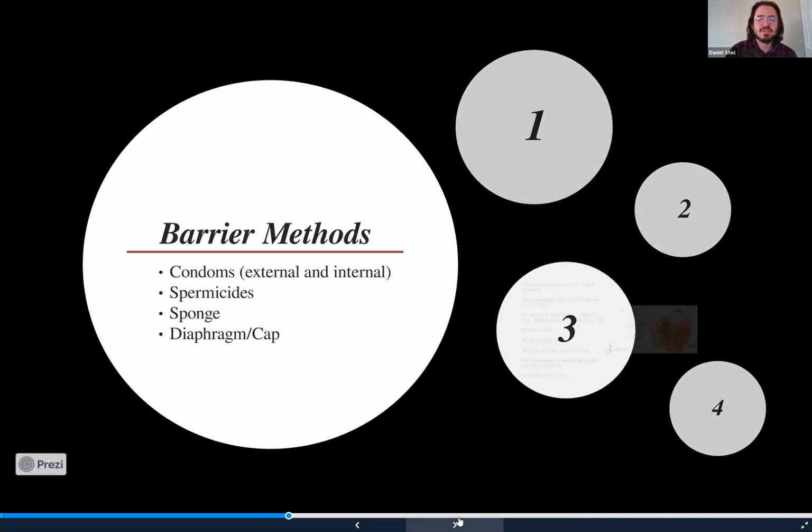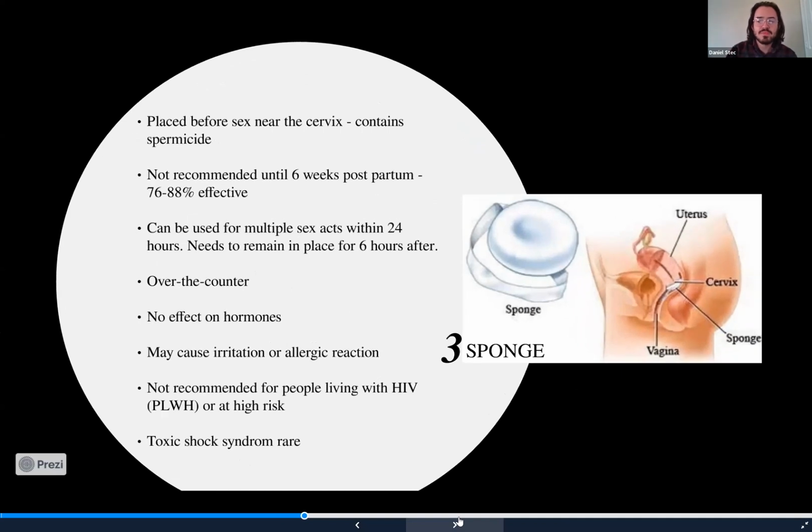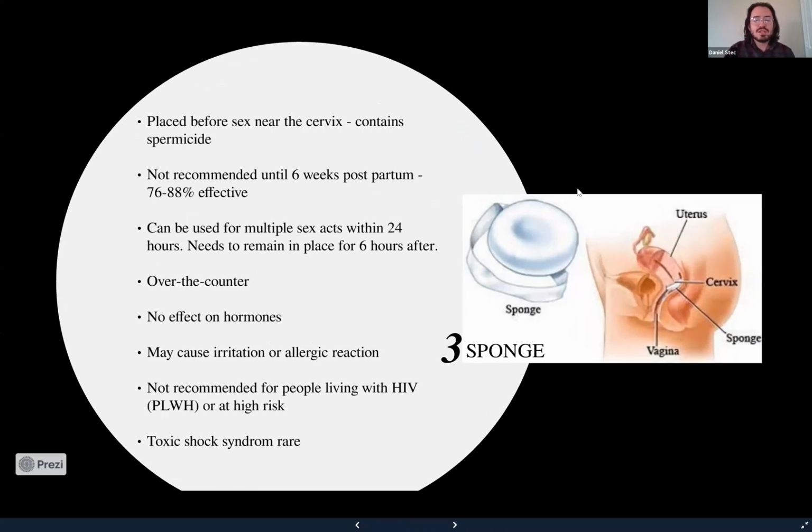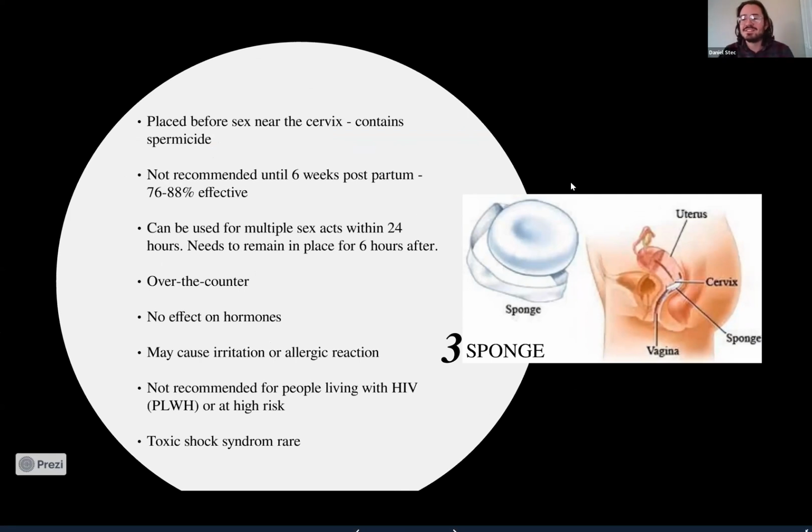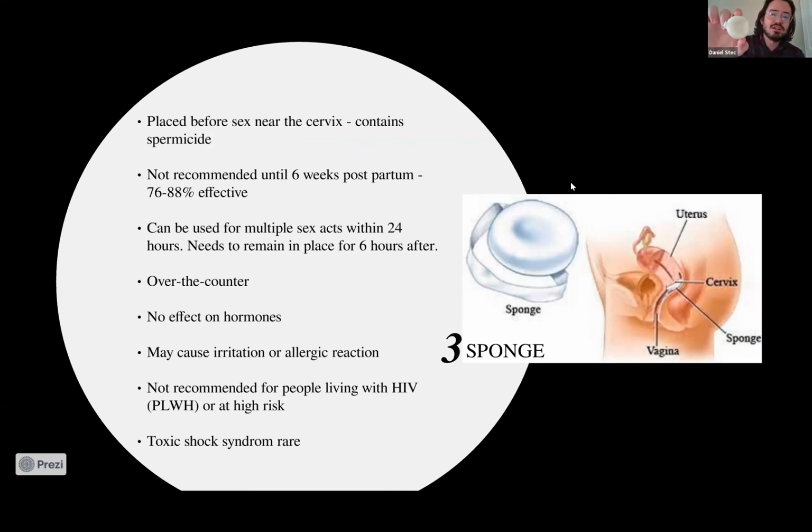Okay, and now we'll move to the third method for birth control. So we're looking at the sponge. The sponge is a round device made of soft foam that contains a spermicide. It is inserted into the vagina or front hole to cover the cervix and keep sperm from entering the uterus, not the universe. I have a sponge with me. I'm going to show it here, just for reference.